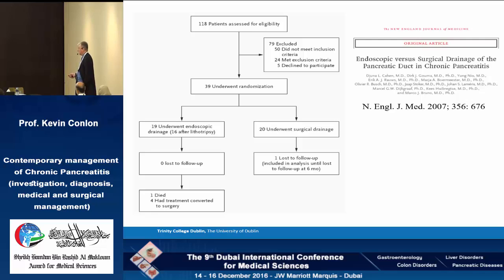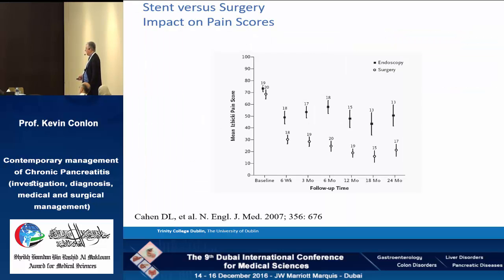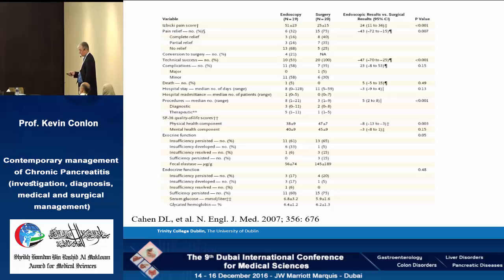So it's a small number of patients. They had 118 patients. 39 underwent randomization. So there's basically 20 in each group. What they showed, and again, very surprisingly, was that surgery was better than endoscopy in terms of reducing the pain score. And as you went from baseline to 24 months, it seemed to hold out. Also, when you looked at the various different parameters, pain had decreased.